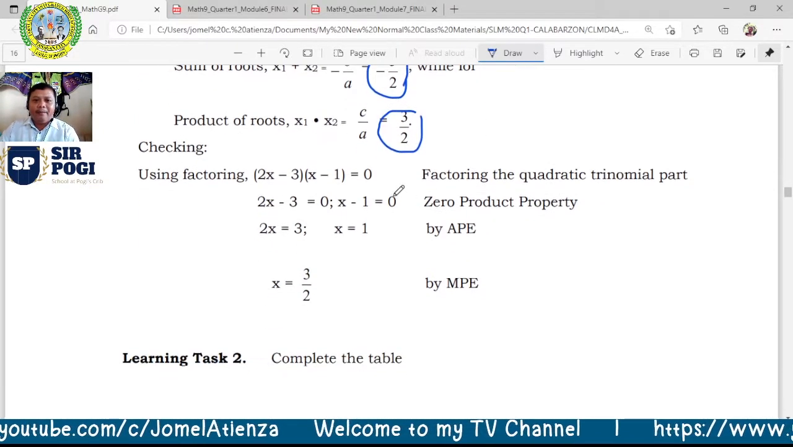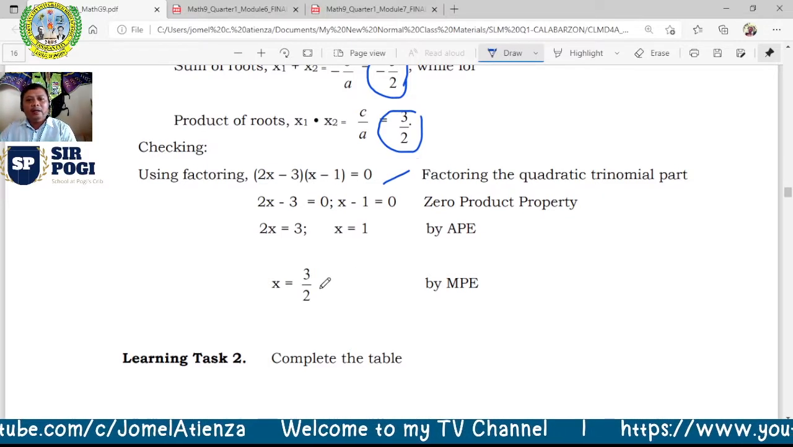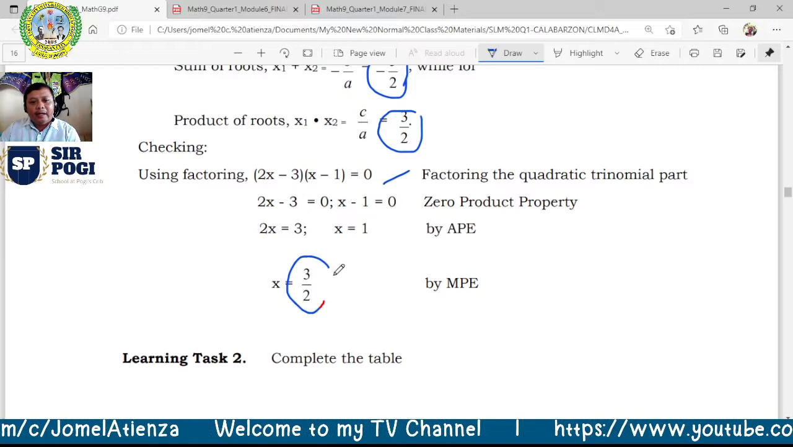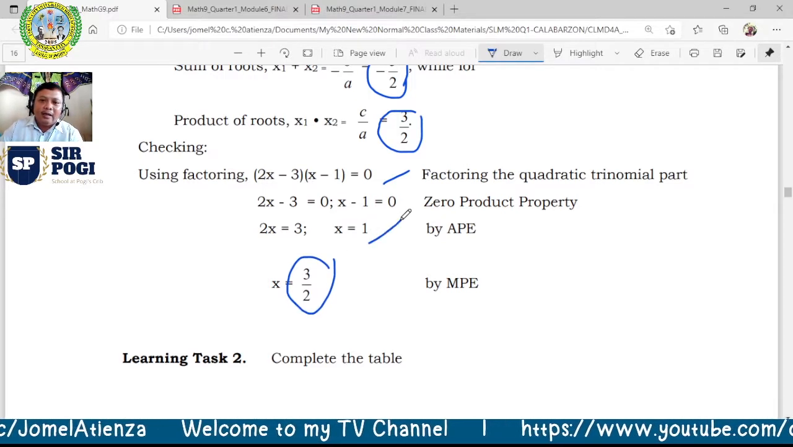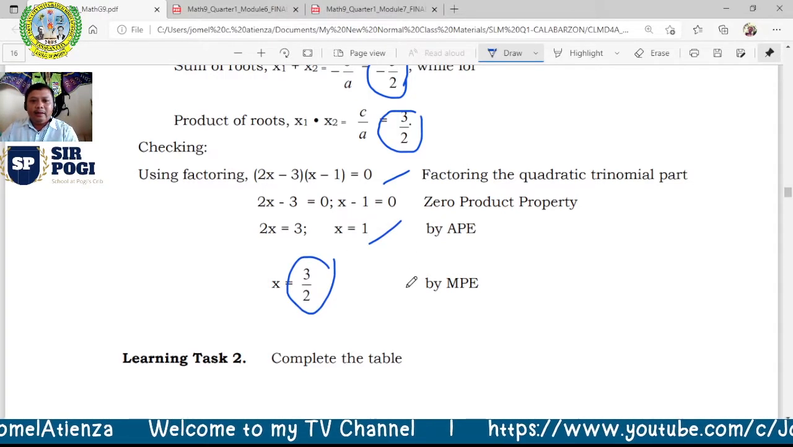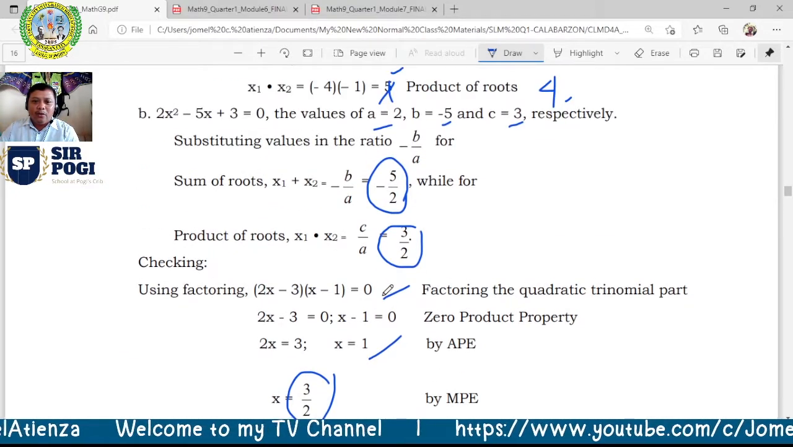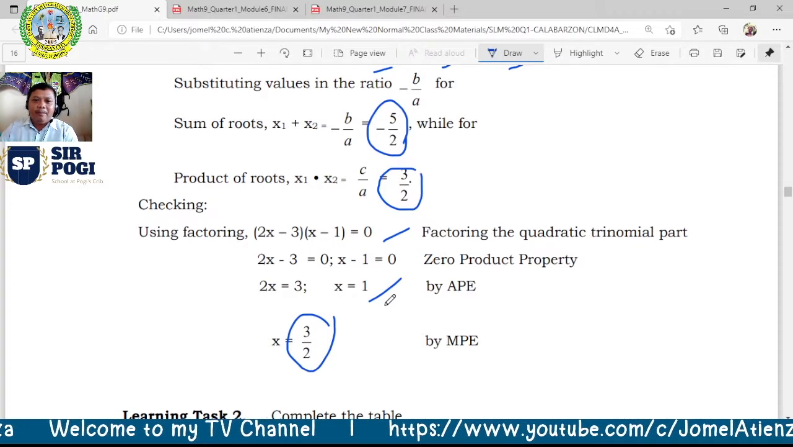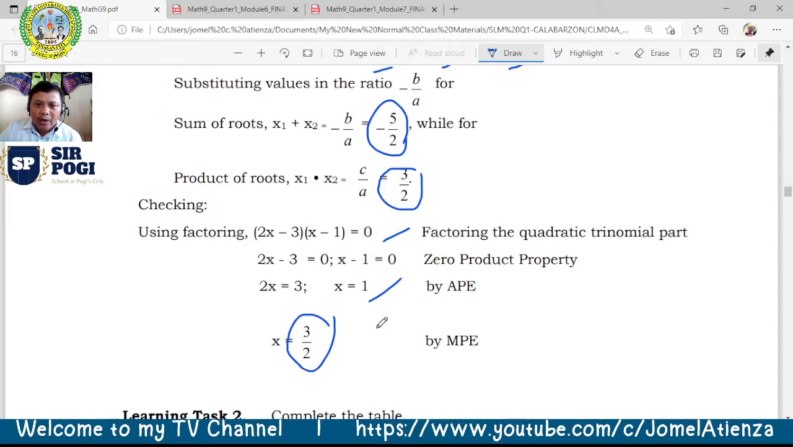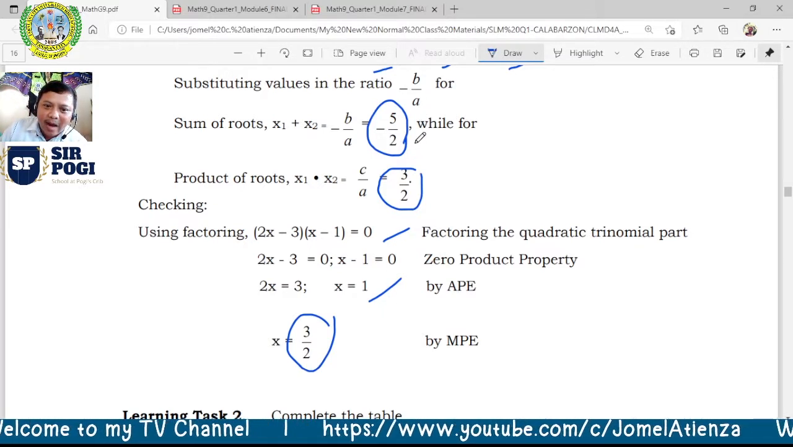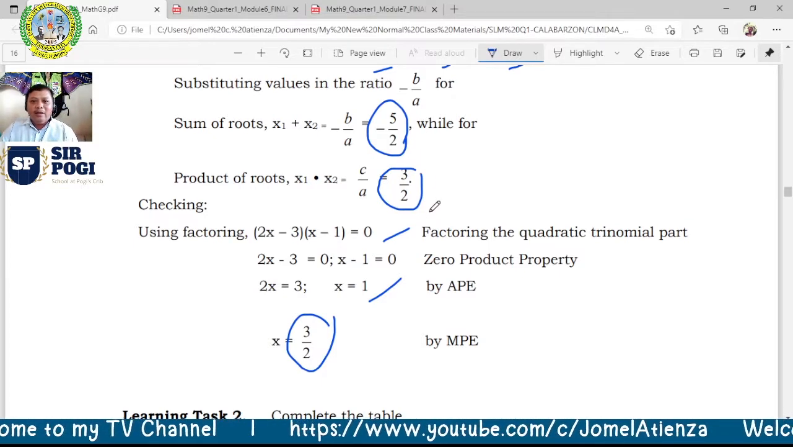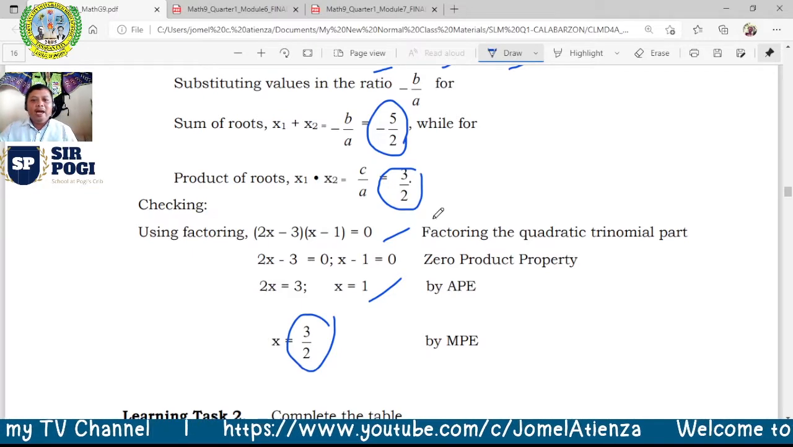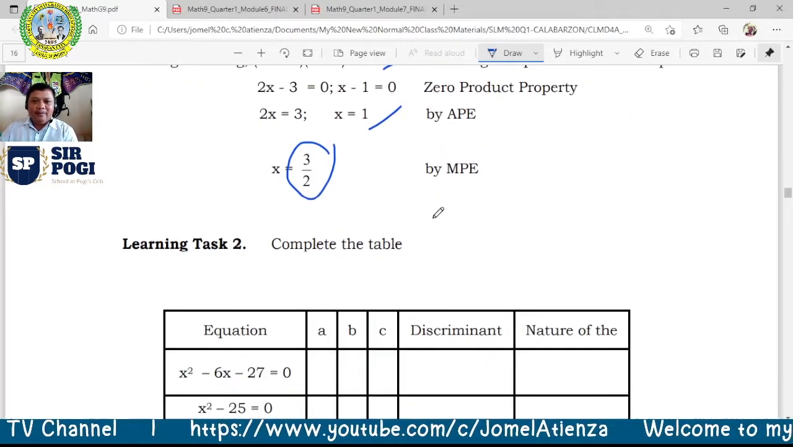Now, let us check. By factoring once again, so, ang ating isang value ay 3 over 2 and the other is 1. Okay? Now, kung kukunin natin ang sum, we have negative 5 over 2 or negative 5 halves. Diba? And to get the product, tama naman, 3 halves. Okay? So yan po yan.